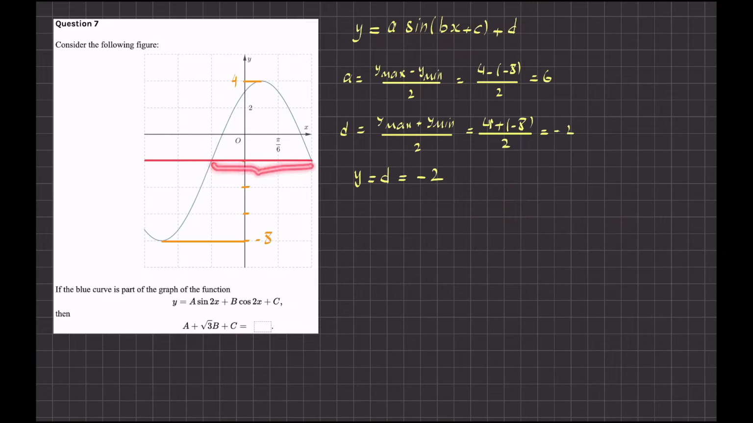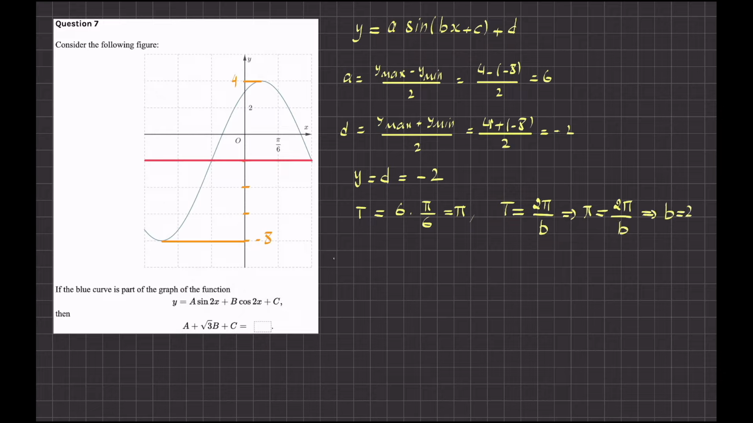This is half a period. So 3 grids is half a period. So the period is 6 times the horizontal grid, but every grid on the horizontal axis is pi over 6. So the period is 6 times pi over 6, which is just simply pi. On the other hand, we know that the period is 2 pi over the constant b. So this means that pi is equal to 2 pi over b. So simply b becomes 2.